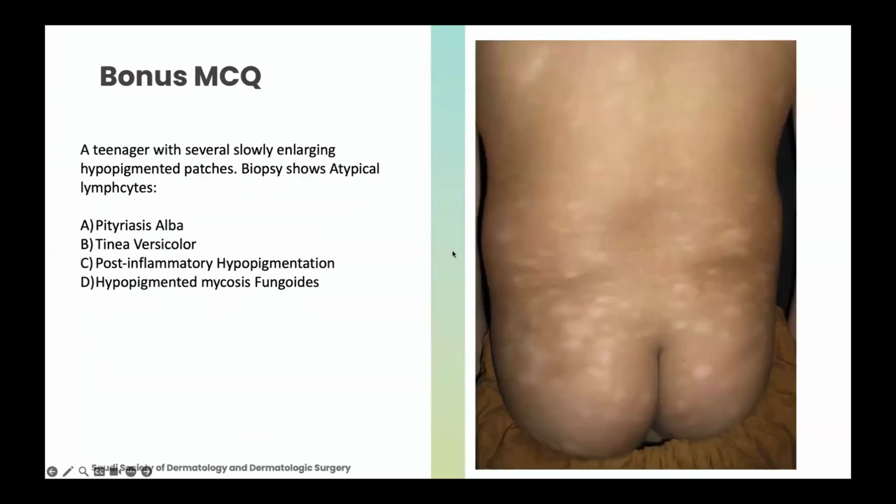This is another case. What do you think the answer is?